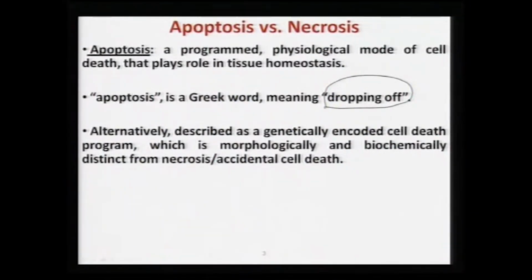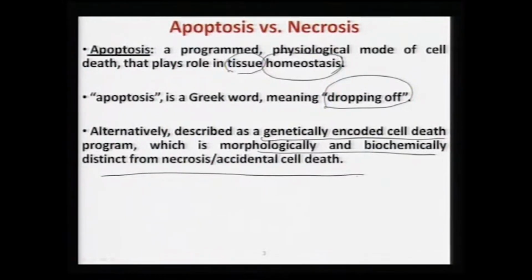Tissue homeostasis means that a particular tissue is able to perform its own function, that is what it is desired for. That is called tissue homeostasis. Alternatively, apoptosis is also described as a genetically encoded cell death program, which is morphologically and biochemically distinct from necrosis or accidental cell death. In the case of necrosis, what happens?